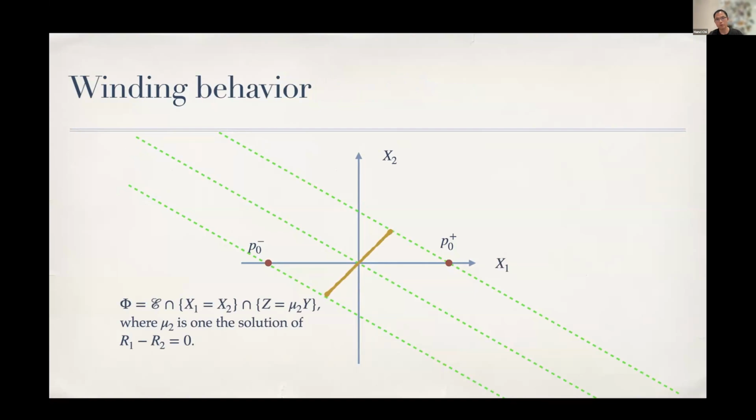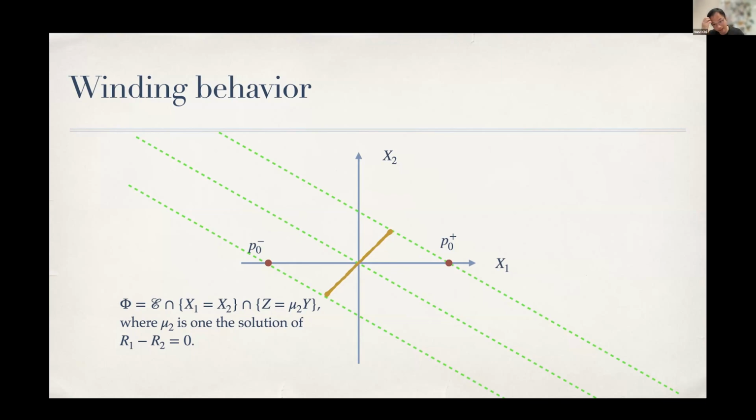And we realize that it is a common feature shared by most of the principal orbits that you have a very obvious solution, which is denoted as the capital Phi here. So here Phi, if I let x1 be x2, z be mu2 y, where mu is one of the solutions from R1 minus R2 equals 0. So this yellow straight line here actually has geometric meaning. It represents a cone over a homogeneous metric that is defined on G mod K.